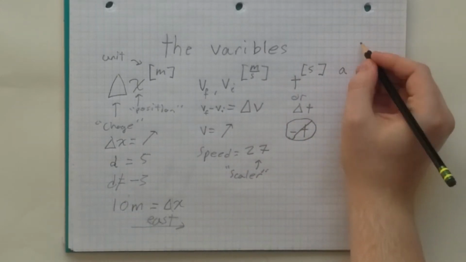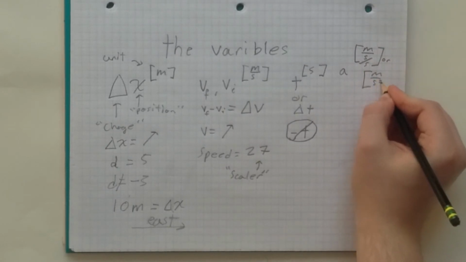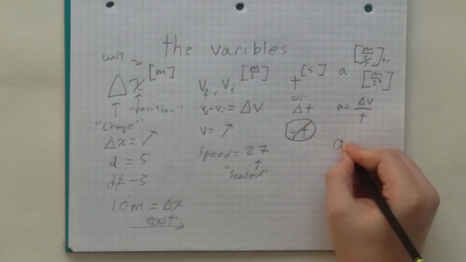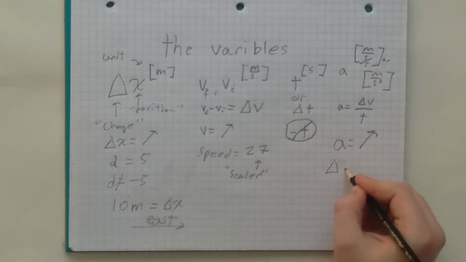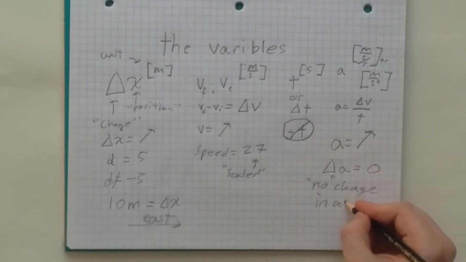The last, but certainly not least, is a, or acceleration. And acceleration is just how much your velocity changes over time. And it is also a vector. But there is one small caveat to this. Your acceleration cannot change for these formulas to work, which is pretty normal for pretty much any kinematics problem.